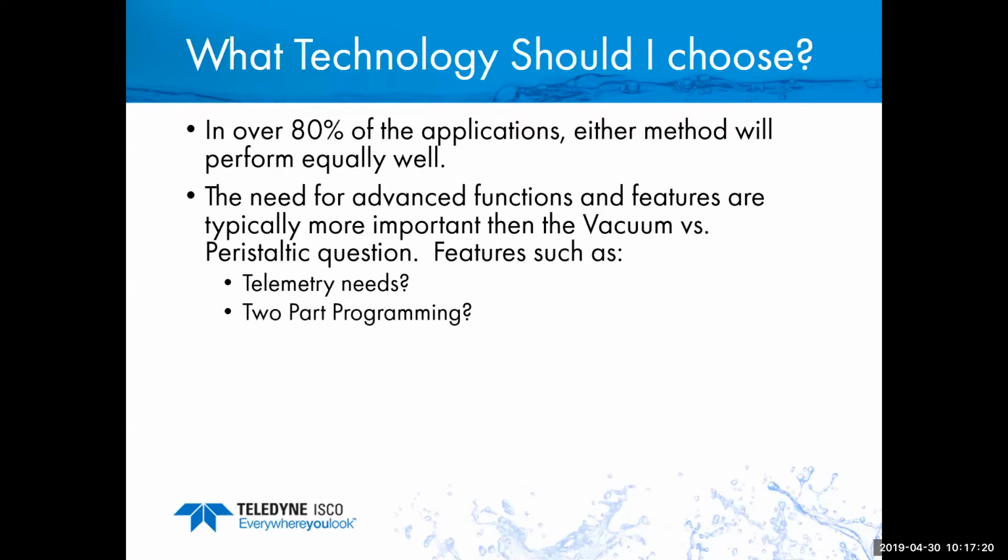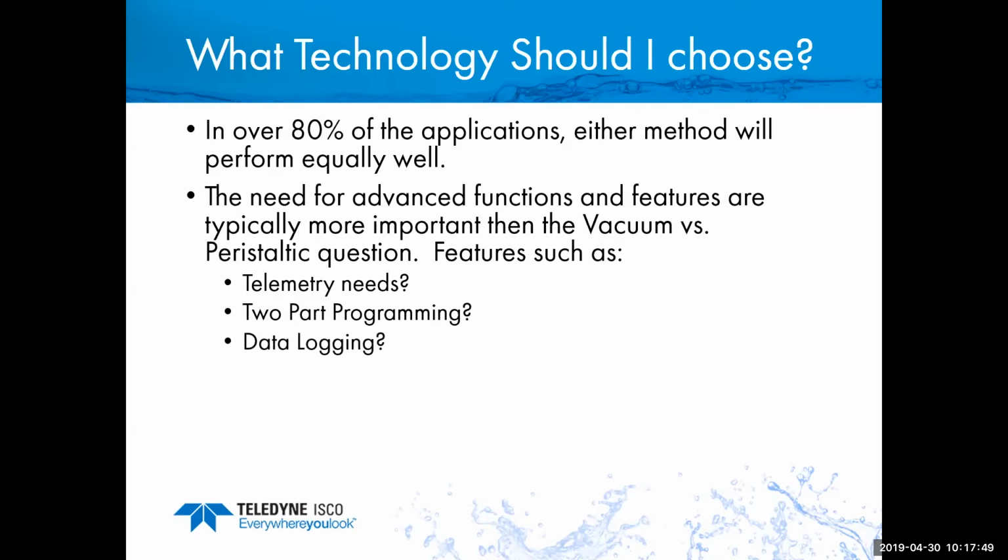Two-part programming. If you have a multiple bottle system, like 24 bottles, you can set up the first 12 bottles to be time-paced, and then you can have the second 12 bottles to be flow-paced. You can divide that out however you want. The first set can be every 15 minutes, and then the second set can be every 20 minutes or every hour after that.